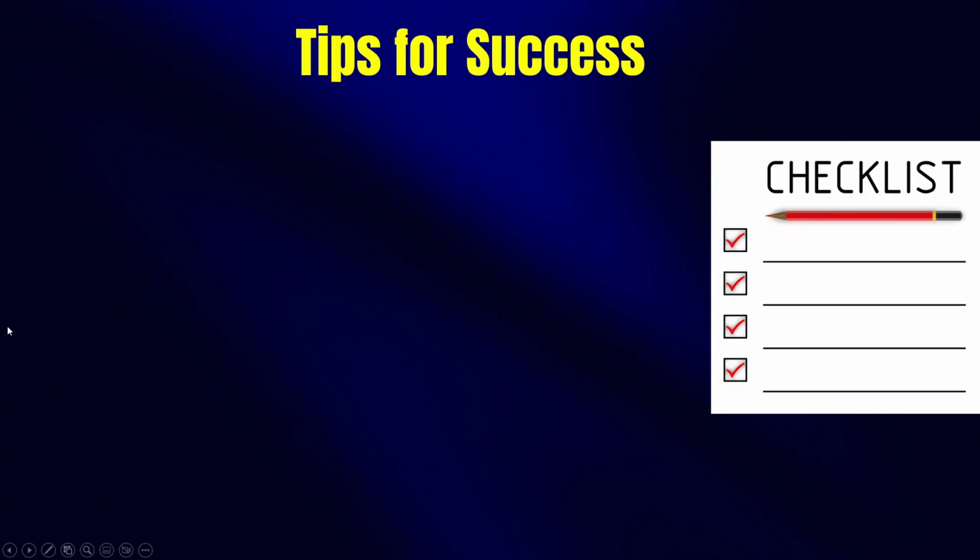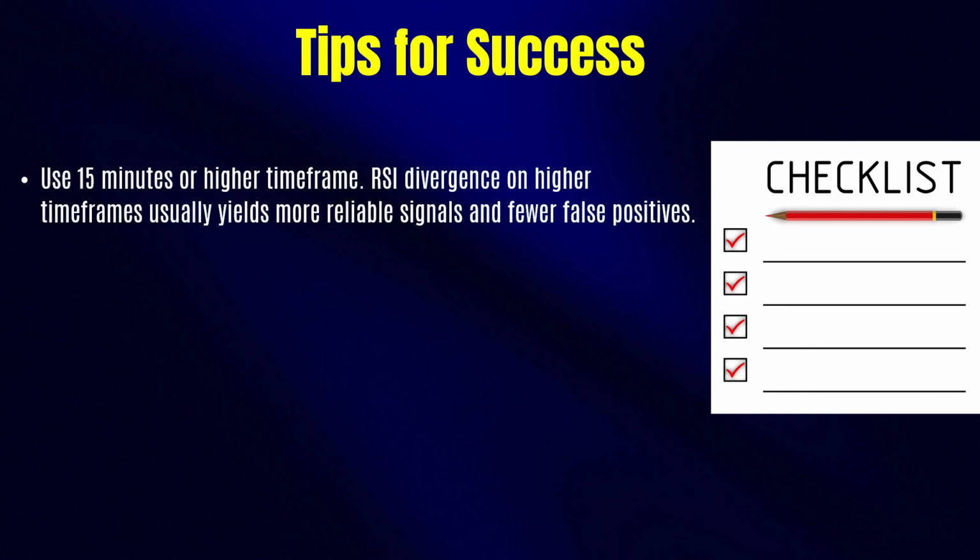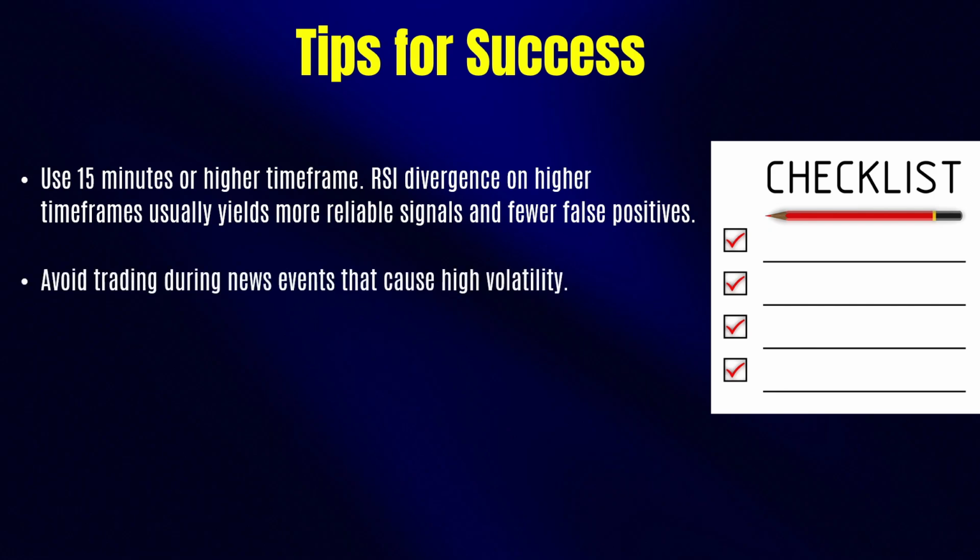Next, there are a few tips I would like to go over to improve the efficiency of this strategy. First, I suggest using a 15 minutes or higher time frame, because RSI divergence on a higher time frame normally provides better results. Next one is avoid trading during news because of high volatility. It's better not to trade during the news event.